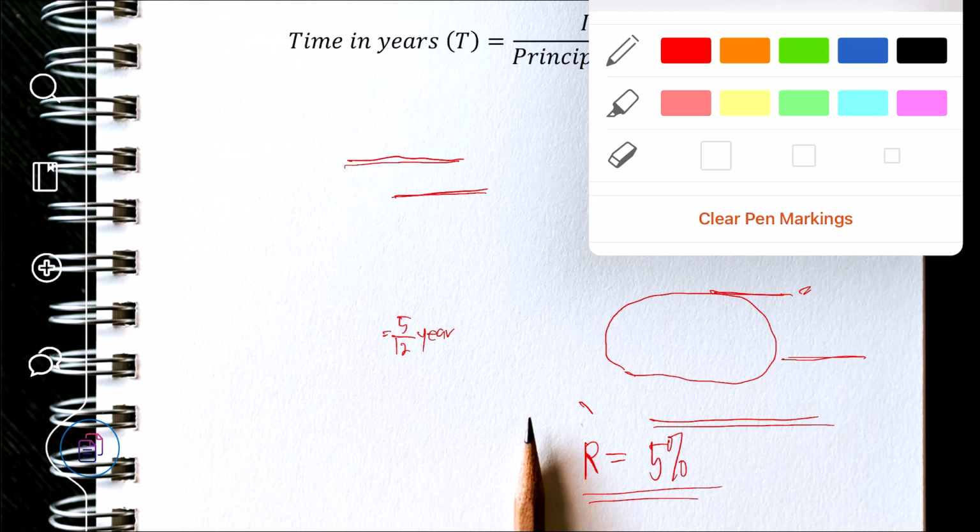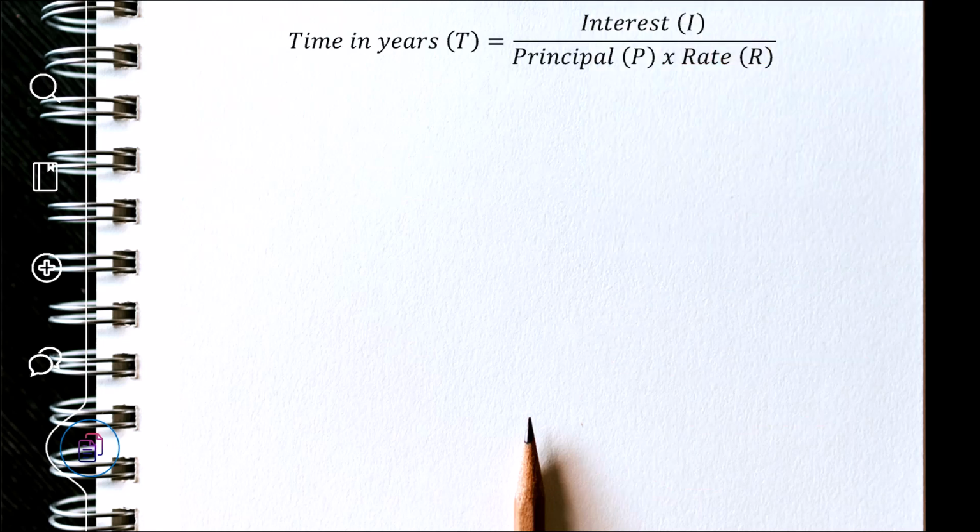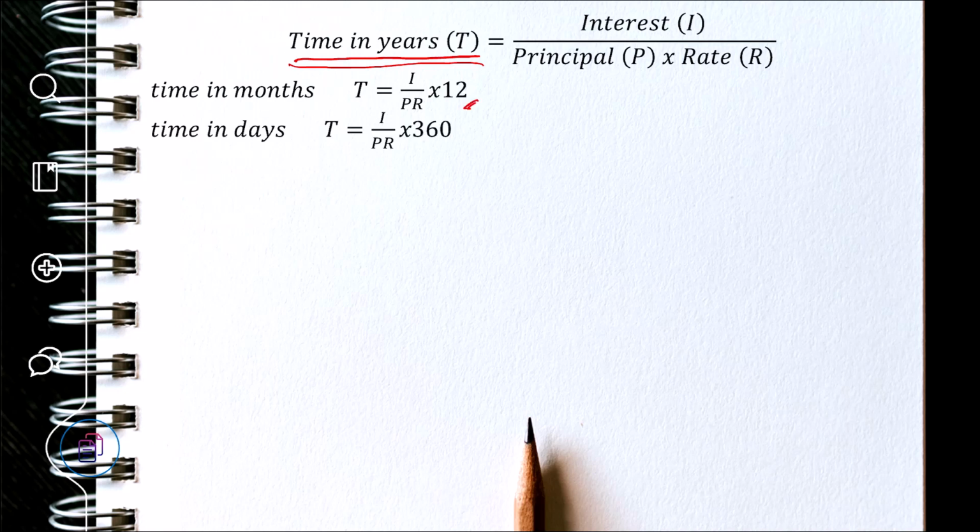Next, time. Sa time naman, in years po lagi yun. Kung ano po yung makuha natin, years na kaagad siya. Pero pag ang exact na hinahanap is months, i-multiply lang natin sa 12. Tapos, pag ang hinahanap naman po is in days, i-multiply natin sa 360. Ulitin ko, kapag ang makukuha po natin na value ng time is in years na po kaagad. Kapag months ang hinahanap, i-multiply lang sa 12. Pag days naman, i-multiply lang natin sa 360.